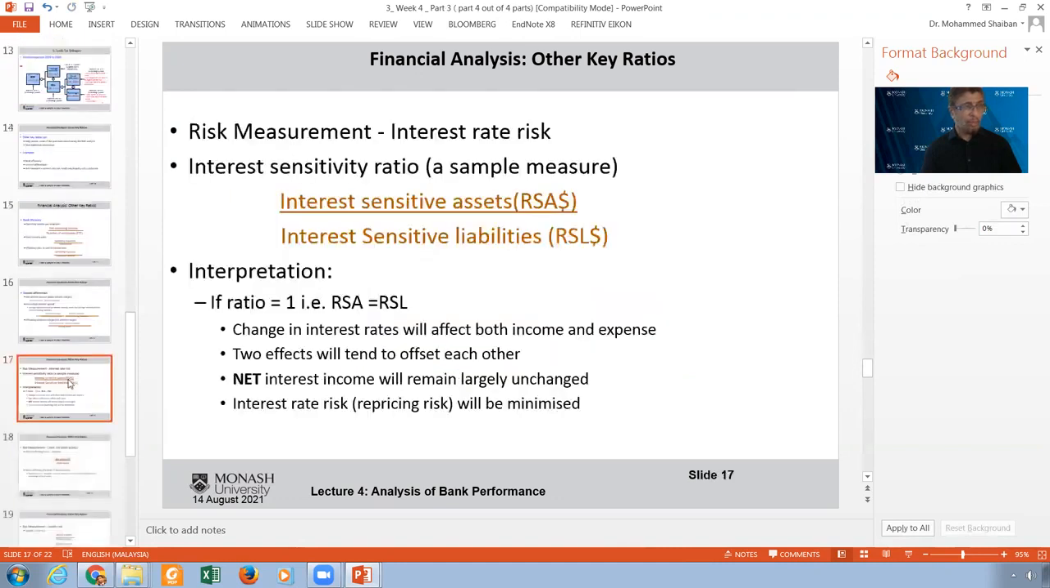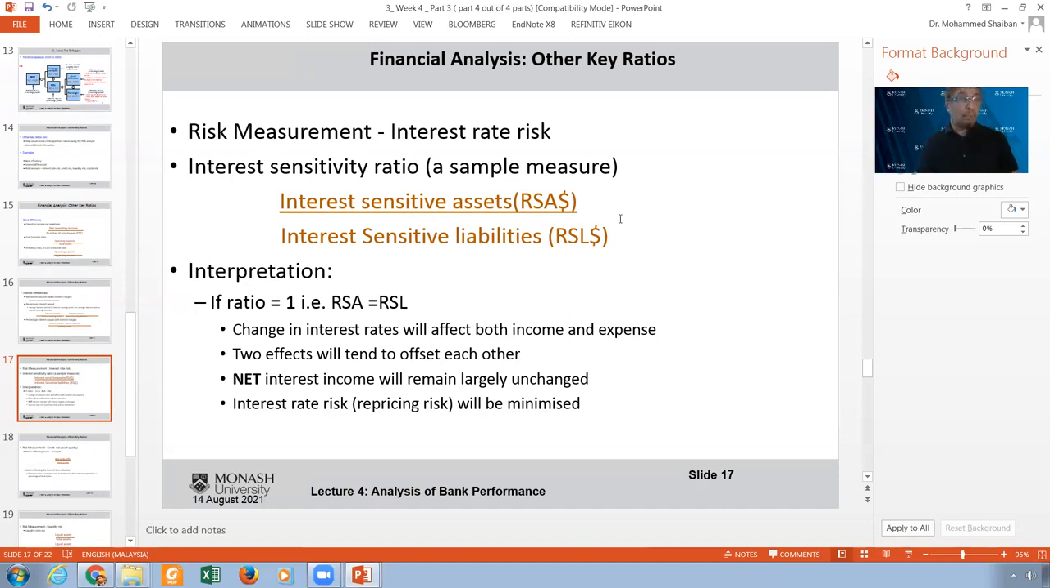The higher, the better. Okay. Now, this is our friend, and we have studied interest rate risk. Interest rate sensitive assets over rate sensitive liabilities will tell us something about the interest sensitivity. And I think we know that if the ratio is 1, that means rate sensitive assets equals rate sensitive liabilities.